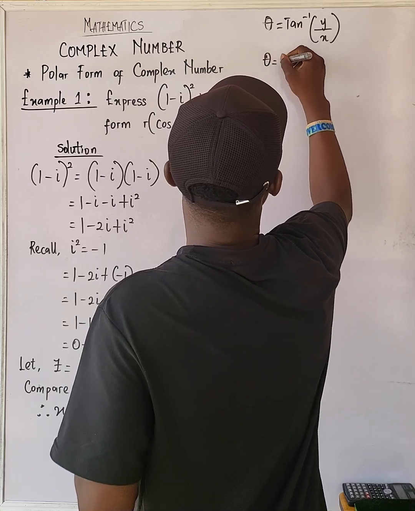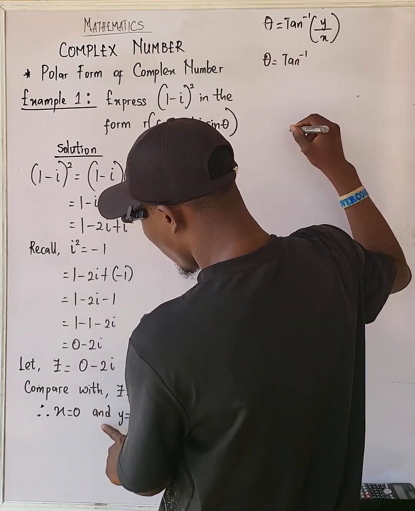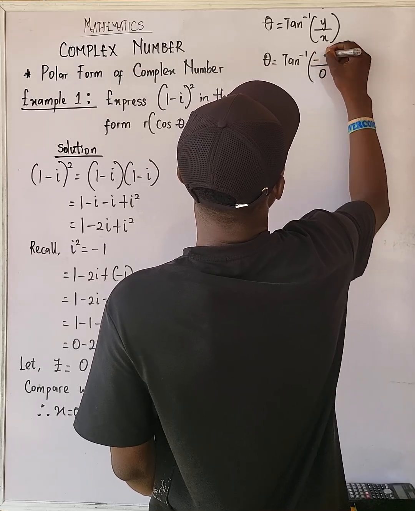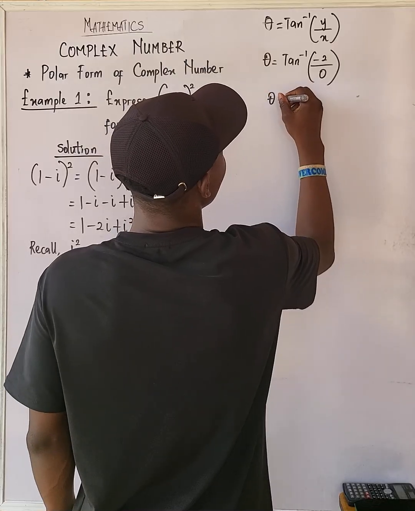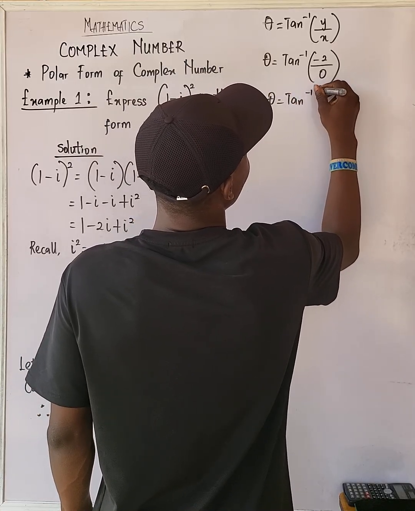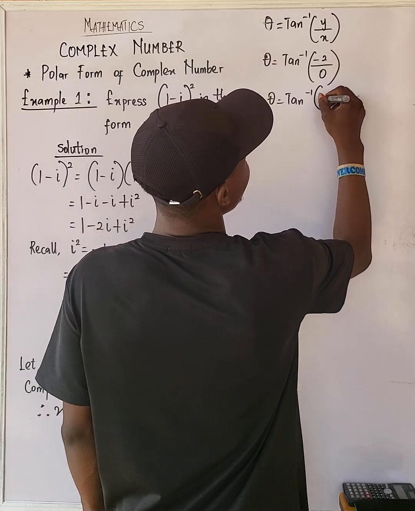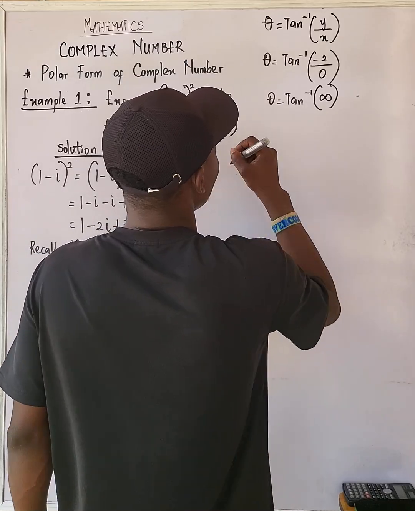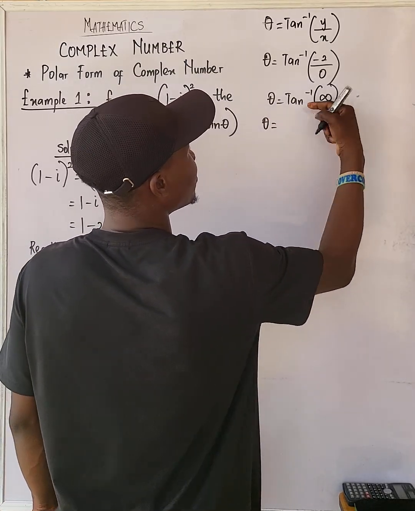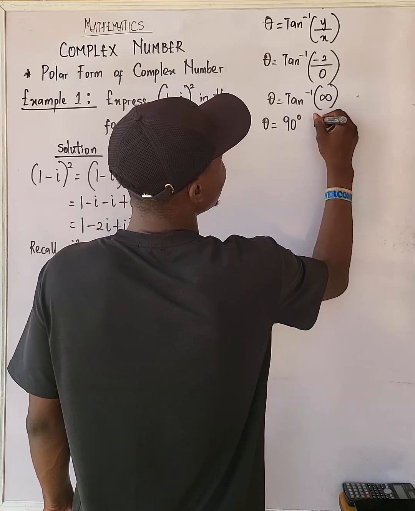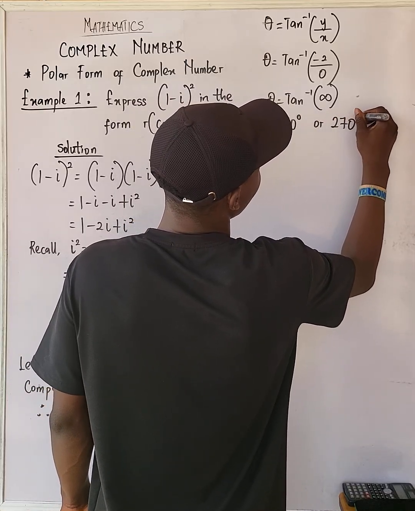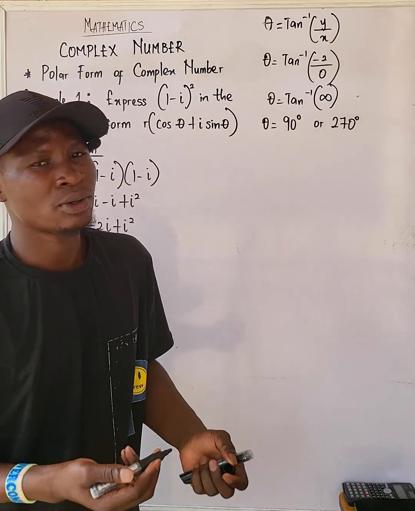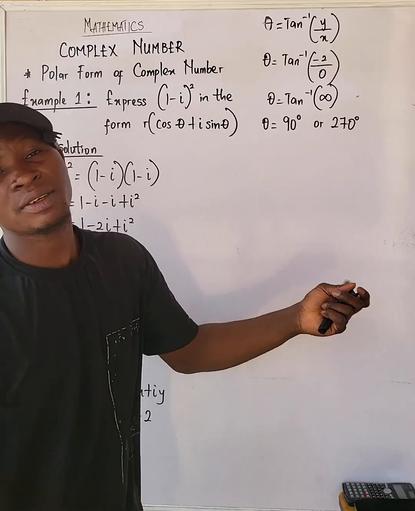Now what are we going to have? Theta equals tan inverse of y, which is minus 2, divided by x, which is 0. Minus 2 divided by 0 will give us infinity. So tan inverse of infinity will be 90 degrees or 270 degrees. Tan inverse of infinity will be math error. When you press tan 90, you see that it will also give you math error.